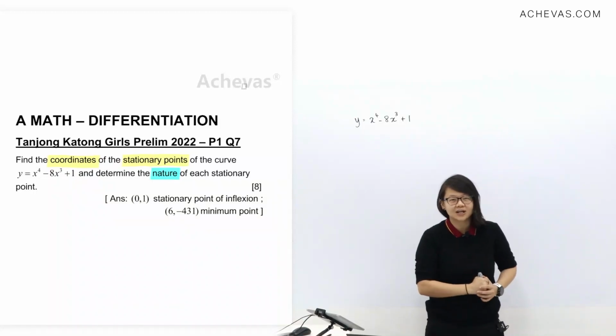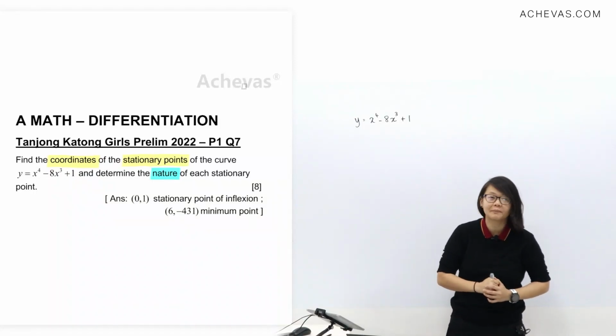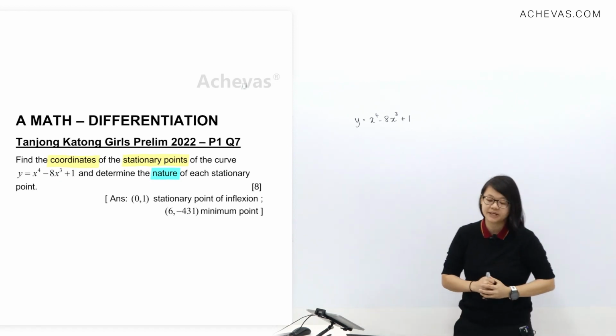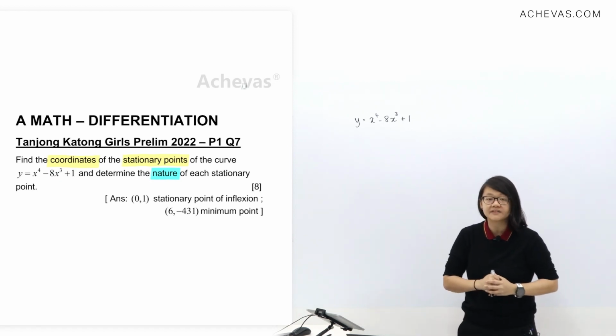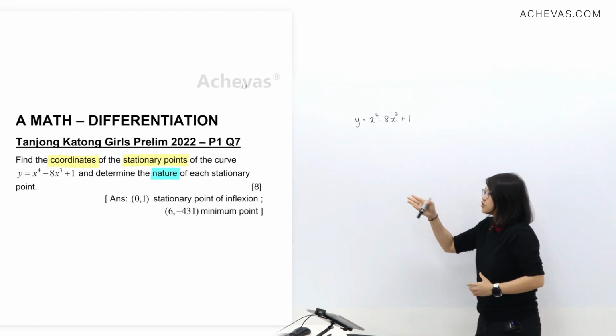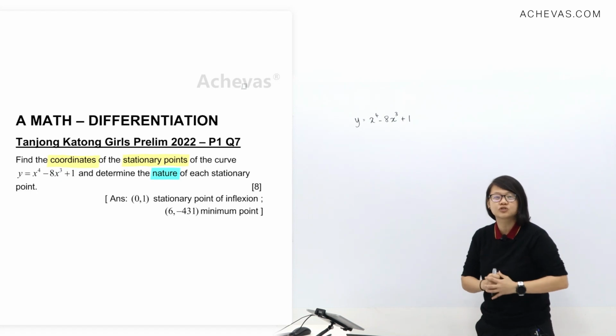Let's take a look at Tanjong Katong Girls Prelim 2022, Paper 1, Question 7. Find the coordinates of the stationary points of the curve y equals x^4 minus 8x^3 plus 1 and determine the nature of each stationary point. Let's take a look at the question over here. I have highlighted there are two parts of this question.